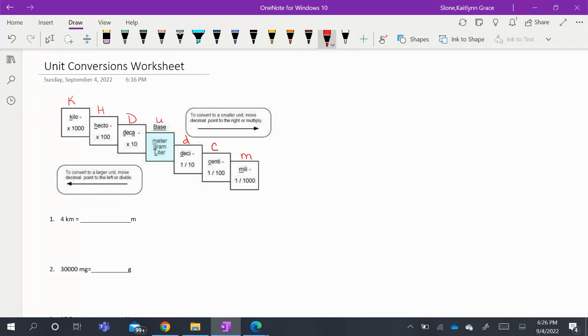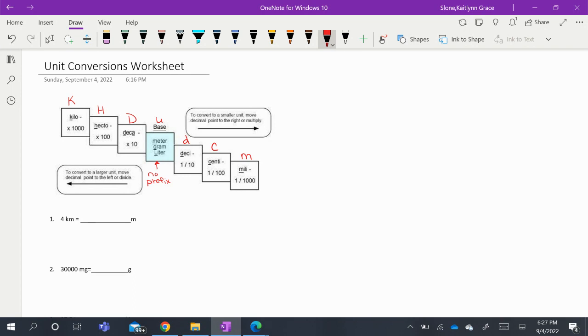So all of these, kilo, hecto, deca, deci, centi, milli, are prefixes. It's what comes before your unit. The U right here is just saying no prefix. So there's no prefix with that unit. They're just the base, and that's meter, grams, or liters.